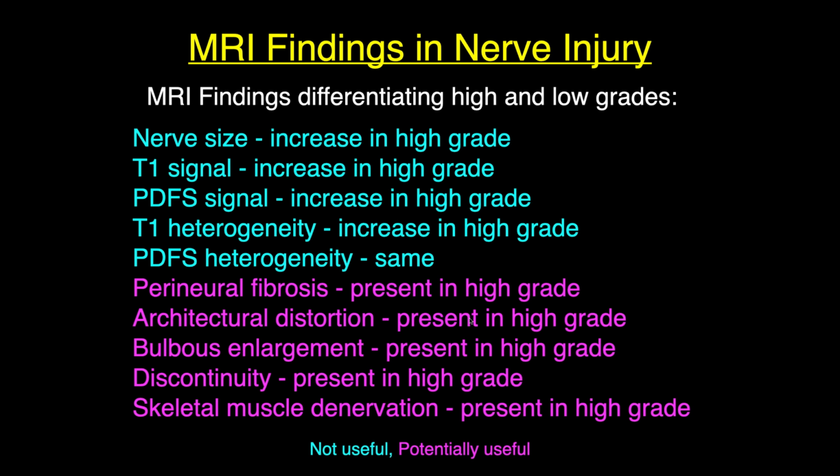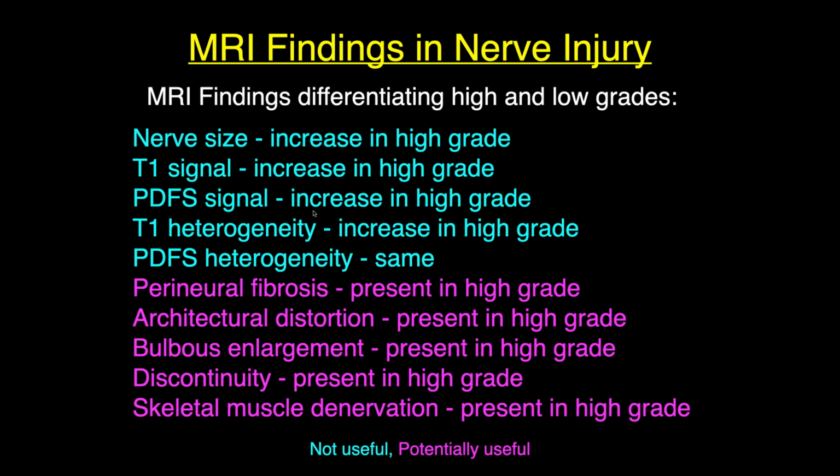What do we look for with nerve injuries with MRI imaging? Several papers have shown that you can divide these into high-grade and low-grade injuries. What you look for is the nerve size. When you have nerve injury, you get an increase in size, which you typically can see in high-grade lesions. On T1 you can get increased signal intensity in high-grade lesions. On PD fat sat, you get increased signal intensity in high-grade lesions from the edema. You can get heterogeneity in the T1 weighted images with higher grade, and also heterogeneity in the proton density fat suppression.